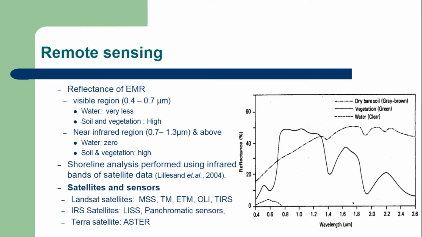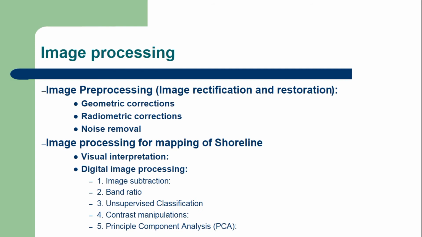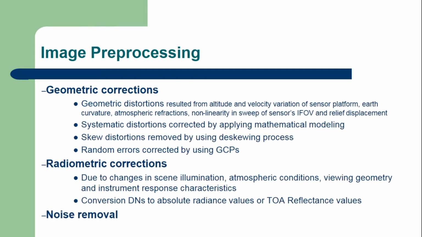There are different satellites such as Landsat satellites, with MSS, TM, ETM, OLI and other sensors. Indian remote sensing satellites have LISS, panchromatic and other sensors. There are satellites having ASTER and many other such satellite and sensor data used for assessing shoreline changes. The main part of extraction of information from satellite data is image processing. Image processing is mainly divided into two parts. First is image pre-processing or rectification, and second is image processing.